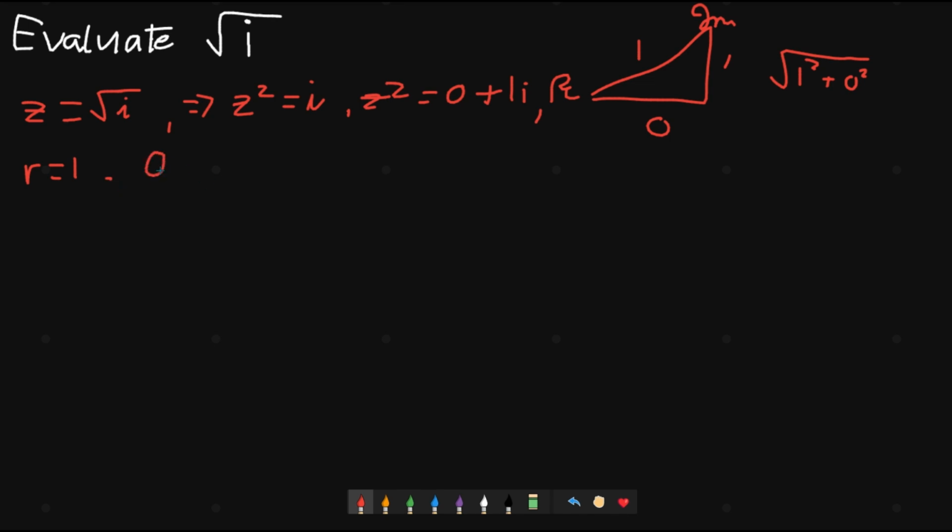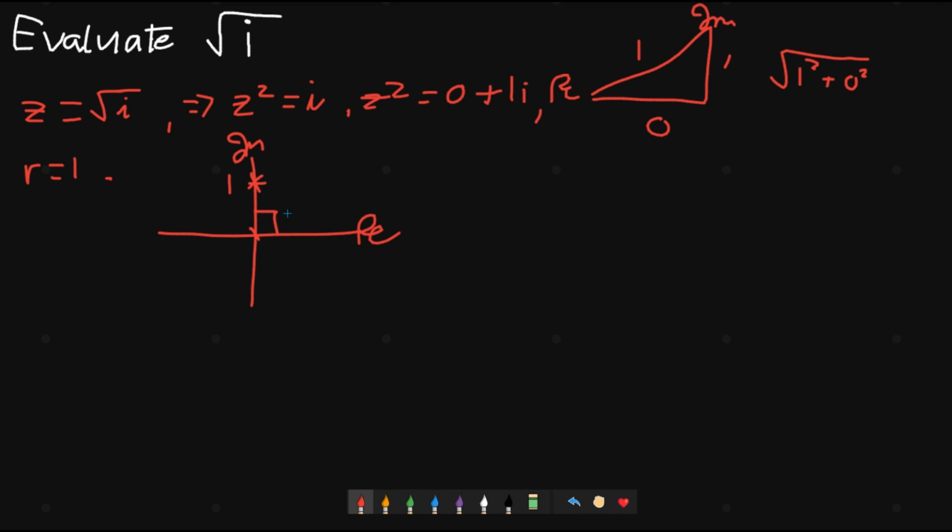Now what about theta? What's the angle? Let's just plot our complex number. We have, once again, imaginary and real. We have 0 for the real part, so that's just going to be along here, and for our imaginary part we have 1. So our complex number is going to be right here. What is the angle this makes with this line here? This is where we measure our angle from, and we measure it counterclockwise. It's going to be simply 90 degrees.